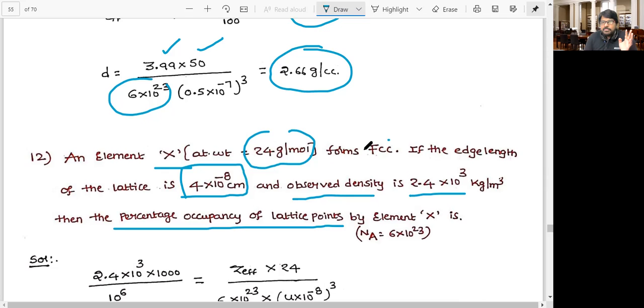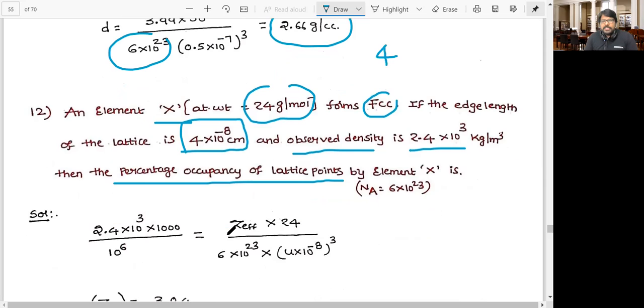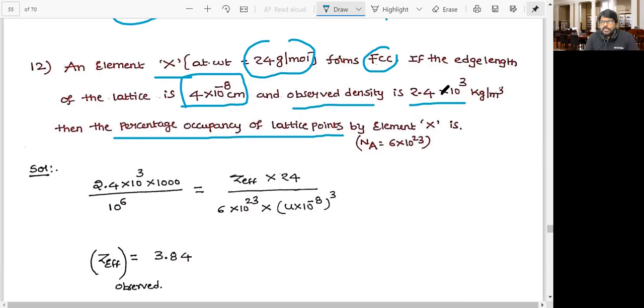And which lattice is it? FCC. It is an atomic solid, right? What is the Z effective? We are expecting 4. But according to the data, let us calculate. This is density, so 2.4 into 10 power 3. Here the kilogram is converted into grams. And here we have a meter cube. So 1 meter cube is equal to 1000 liters, and each liter is equal to 1000 centimeter cube. I'll be getting 10 power 6. And I'm finding Z effective from the given data. Atomic mass is given. Avogadro number is 6 into 10 power 23.